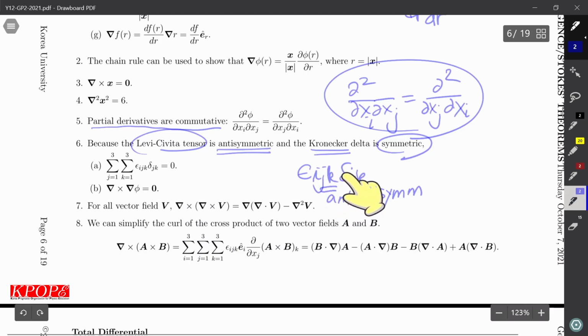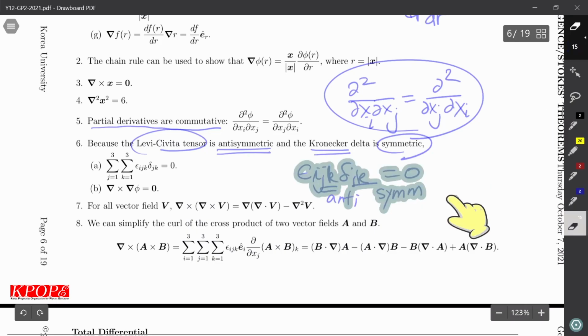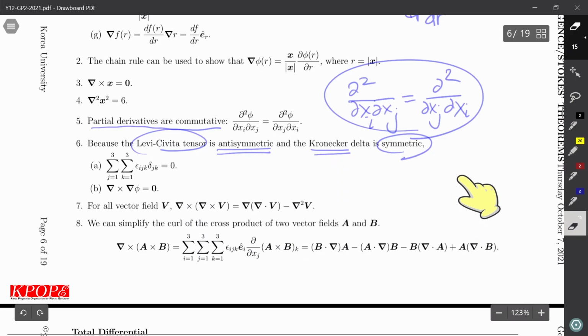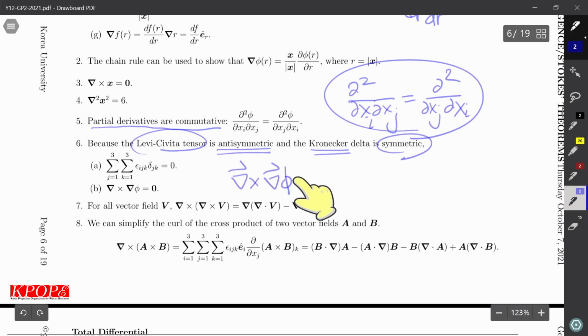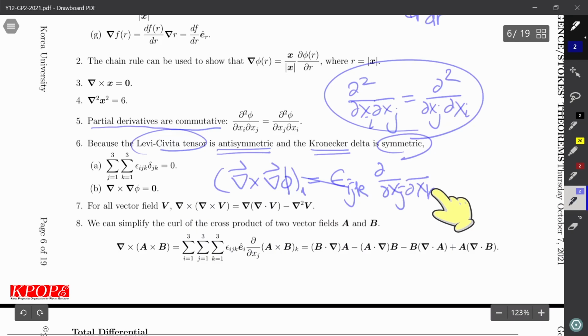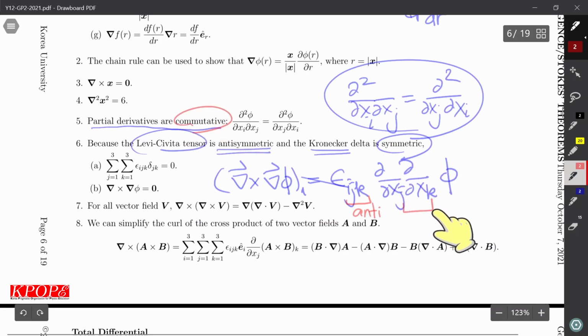Any anti-symmetric matrix multiplied with a symmetric matrix vanishes. Curl of a gradient: the ith component is epsilon ijk, partial j partial k. jk is anti-symmetric, and the partial derivatives are commutative, symmetric. The anti-symmetric, symmetric product is 0.